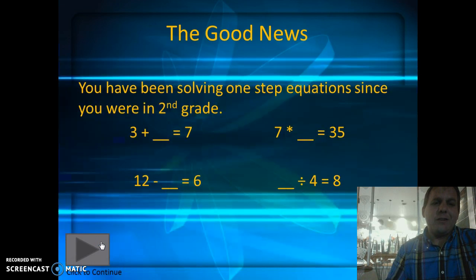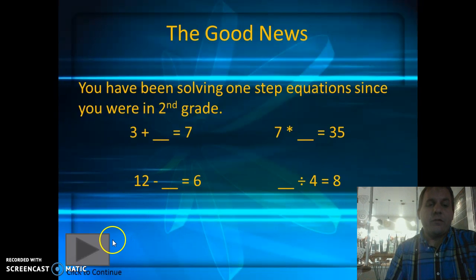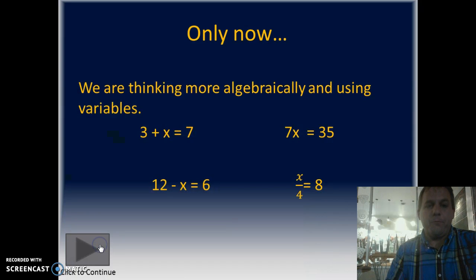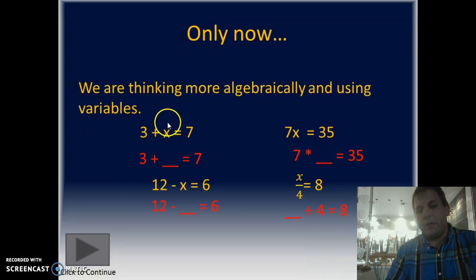Now that you've unpaused, the good news is you've been solving one-step equations since you were in second grade. Okay, 3 plus blank equals 7, algebraic equation. Blank divided by 4 equals 8, algebraic equation. We are simply going to make them a little bit more algebraic and grown up by using variables. So 3 plus x equals 7 is the same thing as 3 plus blank equals 7.